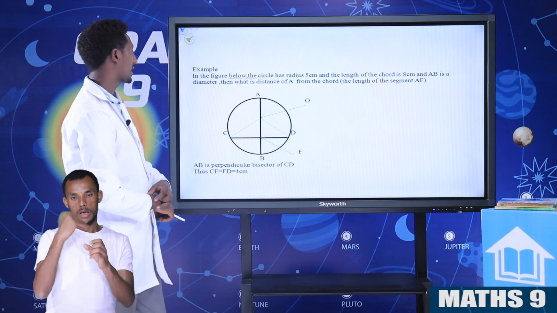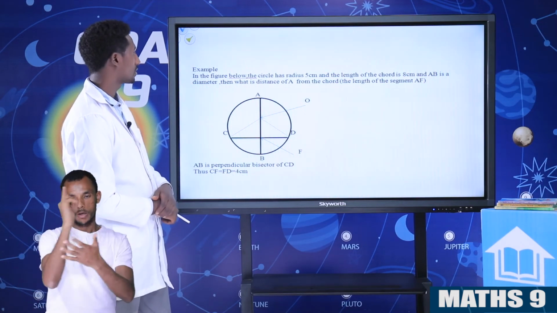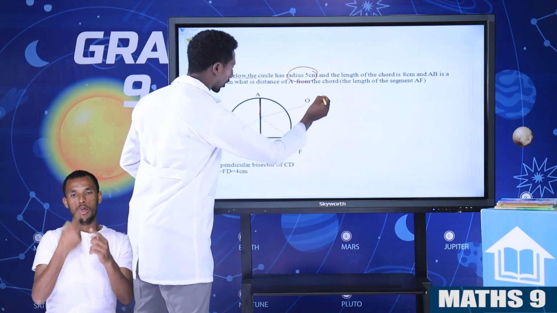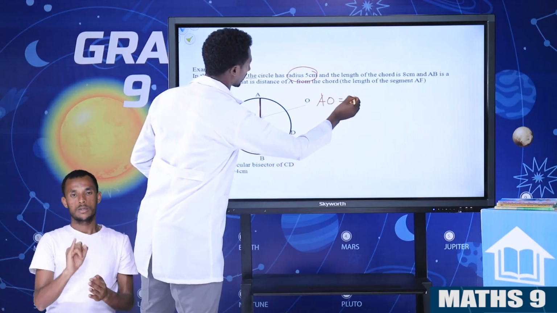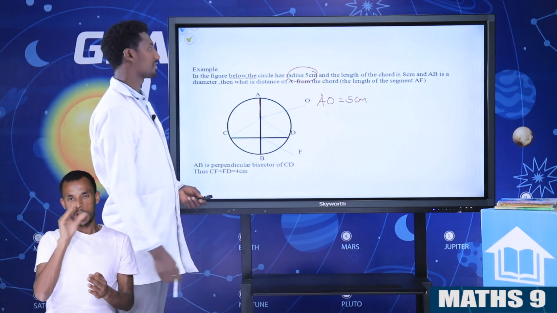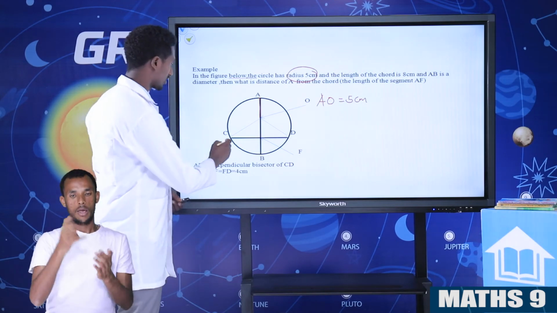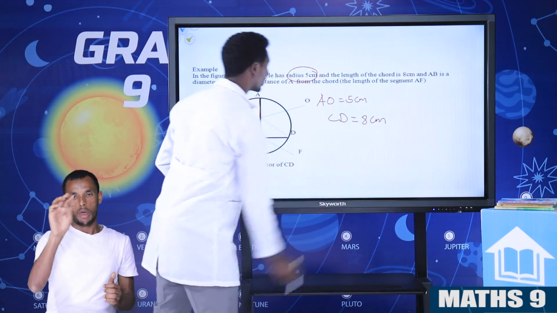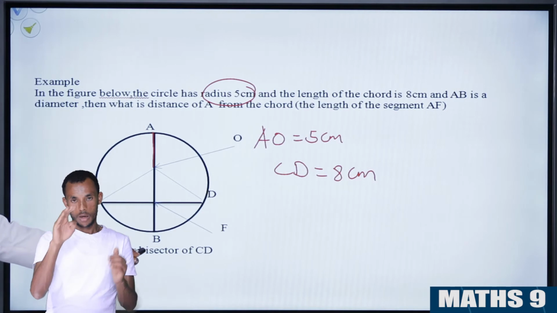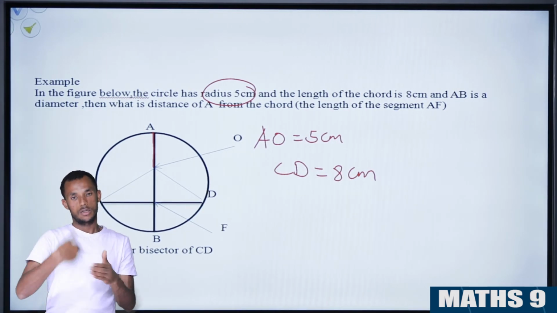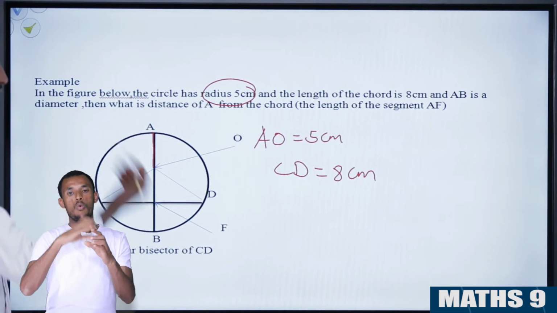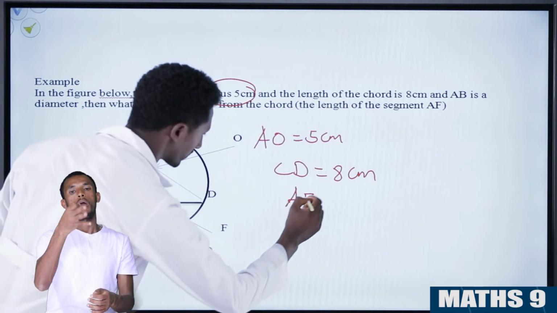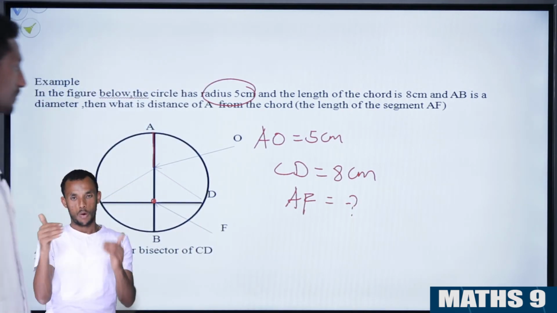Here, let's apply this idea to solve this problem. In the figure below, the radius is 5 centimeter. The distance from A to O, AO, is 5 centimeter. And the length of the chord CD is 8 centimeter. AB is the diameter. Then what is the distance of A from the chord, meaning the length of AF? Length of AF equals what?